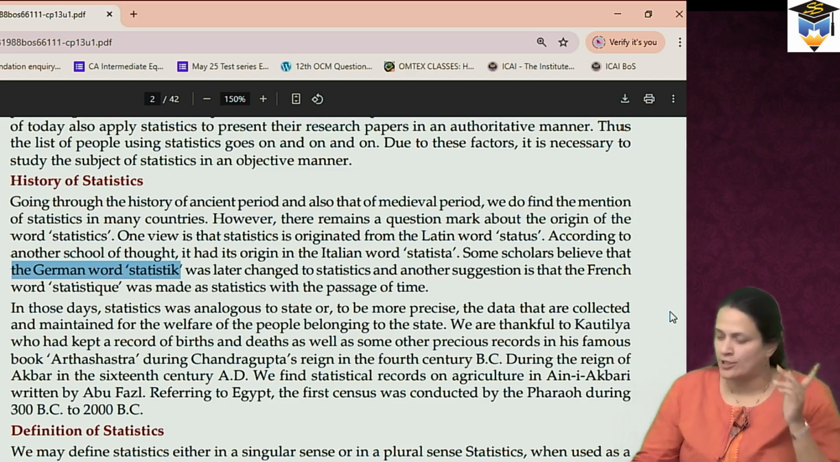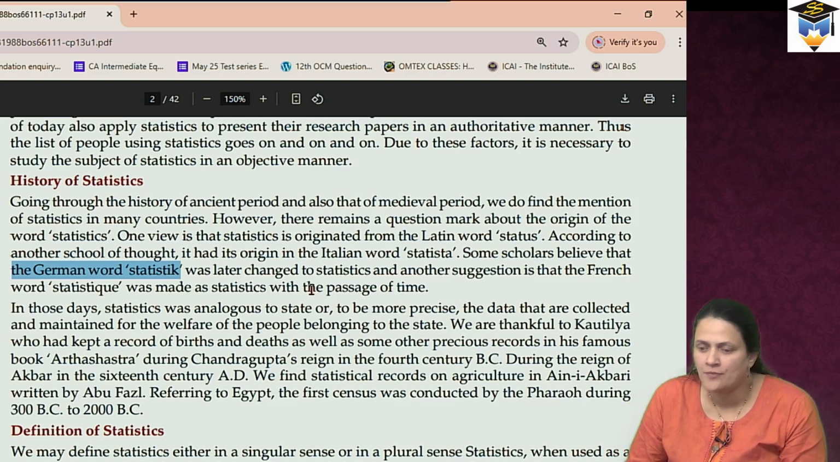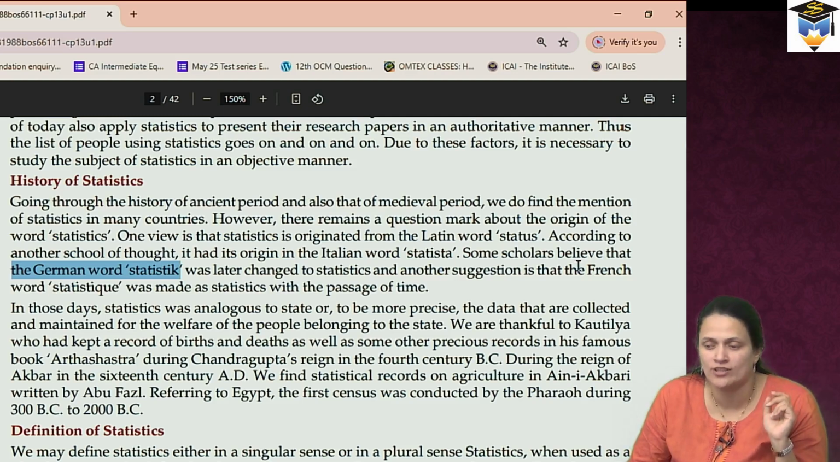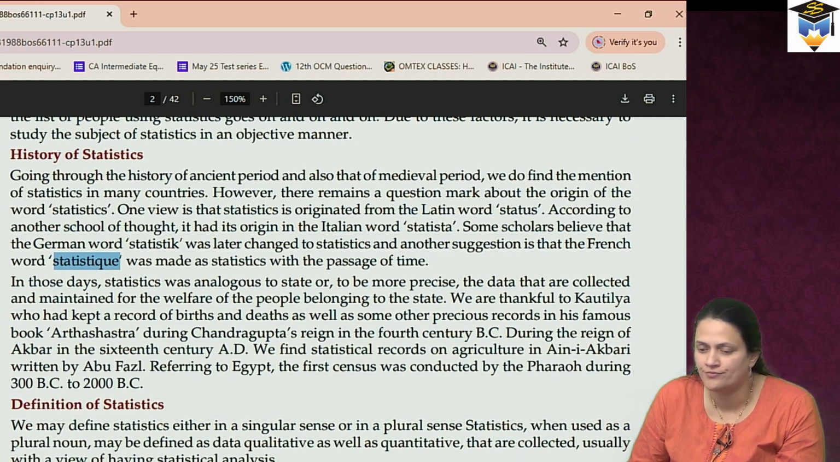Okay, so now mark these words. Then it was later changed to statistics, and another suggestion is that it comes from the French word statistique. So this is a French word, statistique. This you should know.